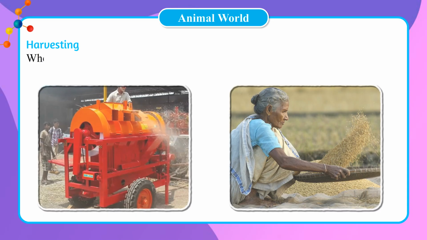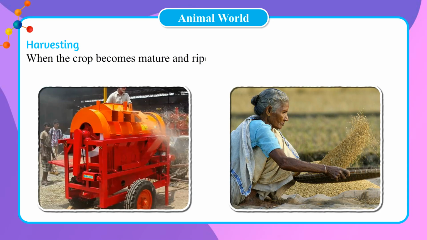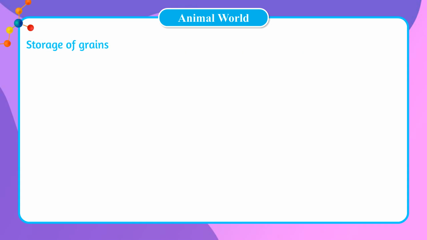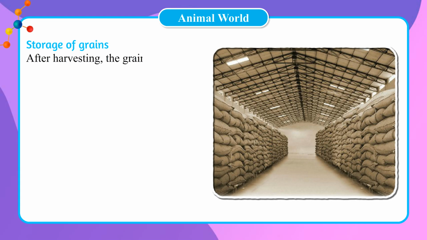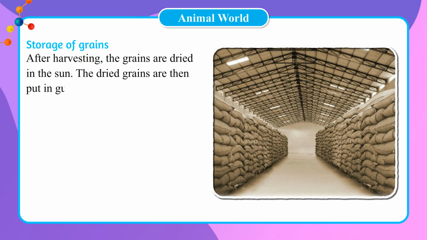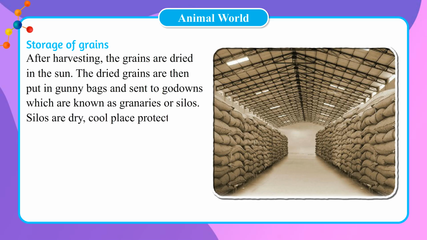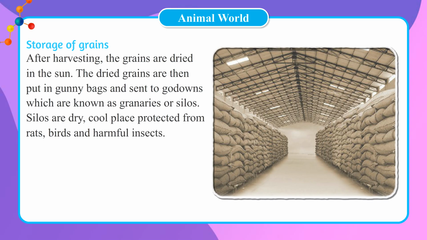Harvesting. When the crop becomes mature and ripe, it needs to be cut. The process of cutting mature and ripe crops is called harvesting. Storage of grains. After harvesting, the grains are dried in the sun. The dried grains are then put in gunny bags and sent to godowns, which are known as granaries and silos. Silos are dry, cool places protected from rats, birds, and harmful insects.